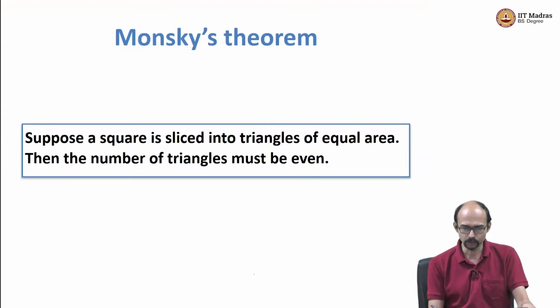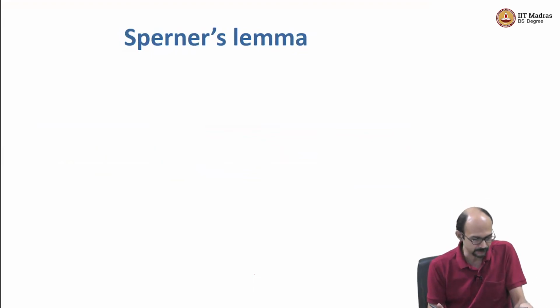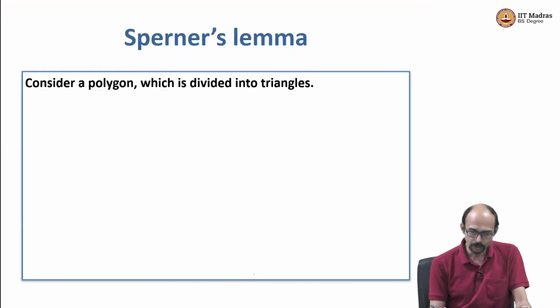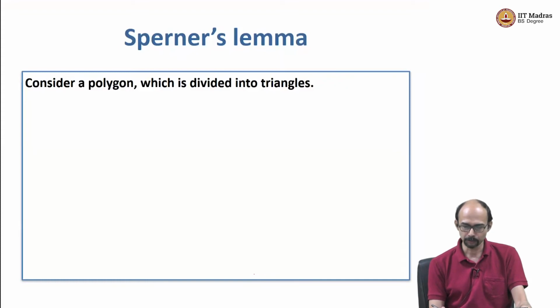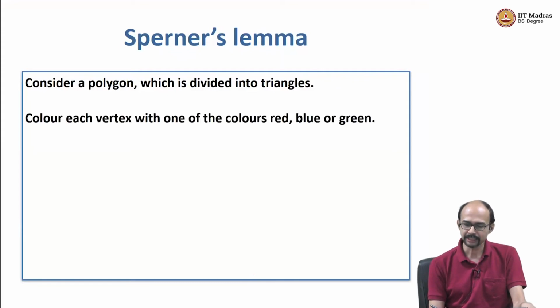The first thing you need in answering this theorem is something called Sperner's lemma. This is a very interesting lemma in itself, and so I'll state it, and then I'll try to sketch a proof. So Sperner's lemma says the following. Suppose you have a polygon which is divided into triangles. We were in particular thinking of a square, right? You take any polygon and you divide it into triangles. Then you color each vertex with one of the colors red, blue or green. You can do it in any way you want.